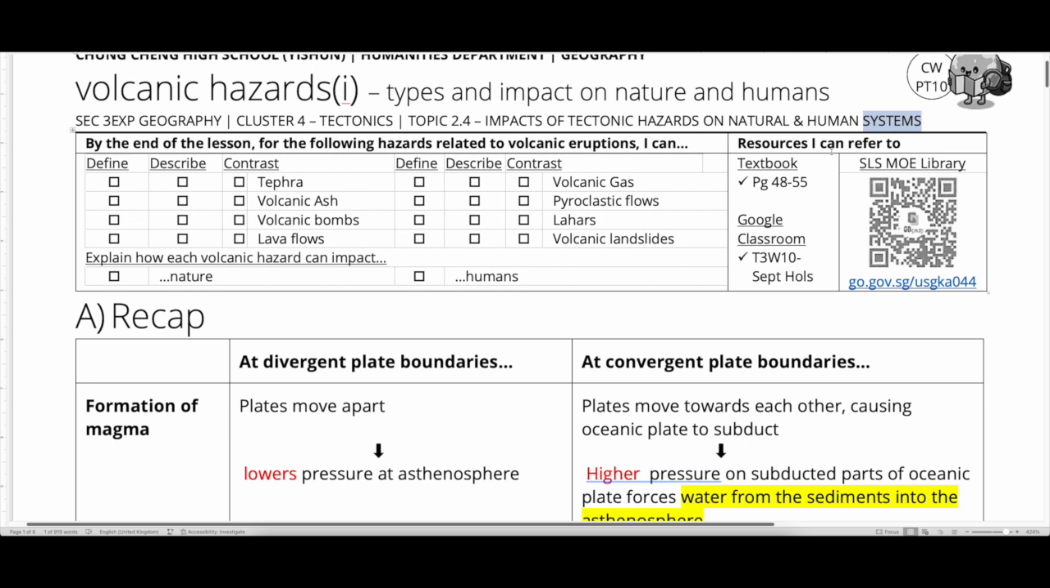But for the scope of our examination, we're just going to keep it to direct impact on nature and human. You're not required to go on to explain further impacts because that requires a certain level of understanding of human and nature systems. Okay, so in explaining how it impacts nature and humans, this should be good enough to help us show how well you understand the characteristics of these hazards.